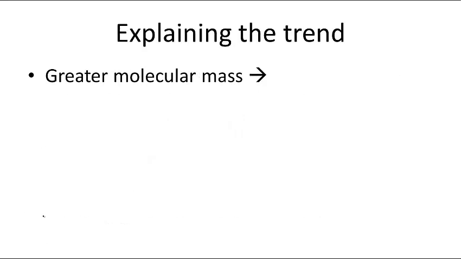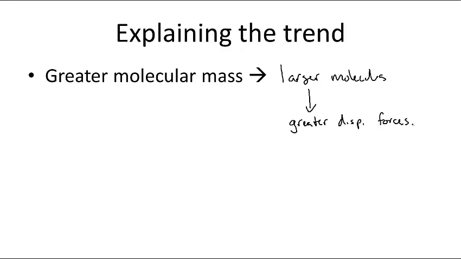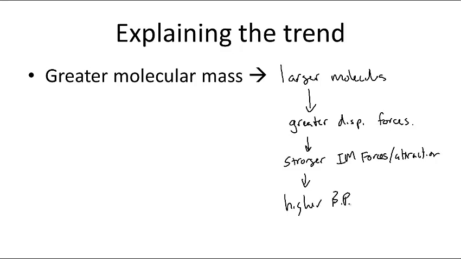So explaining the trend, greater molecular mass leads to larger molecules, which leads to greater dispersion forces because there's more electrons, more random motion, which leads to stronger IM forces or attraction. So they have greater attraction to each other. If they have a greater attraction, they therefore have a higher boiling point.